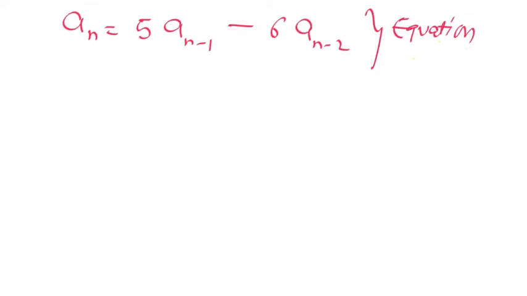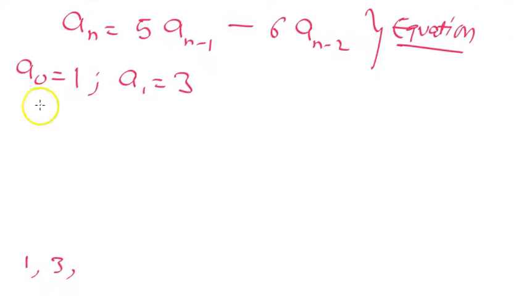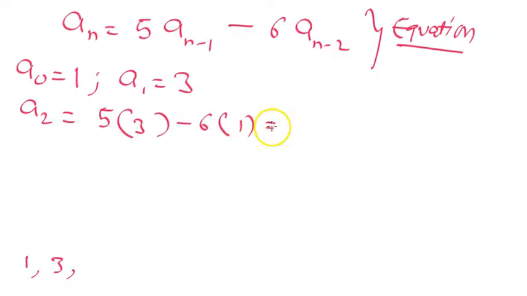Because the initial conditions have changed, our sequence will change. Now the initial conditions are a0 is 1 and a1 is 3. So we have the sequence 1, 3, and what will be a2? a2 will be 5 times a1 minus 6 times a0, so that will give us 9.